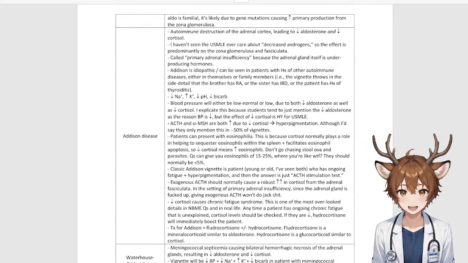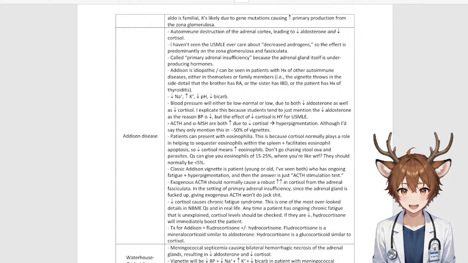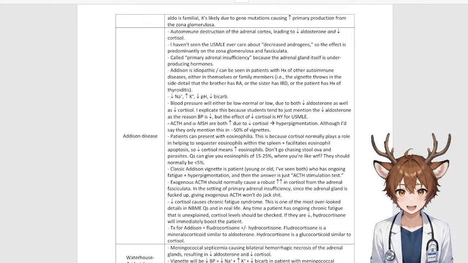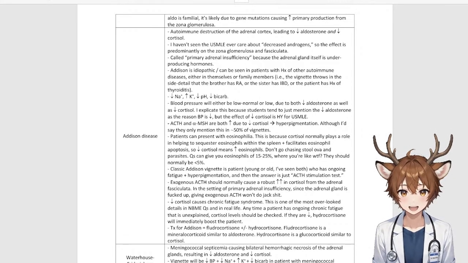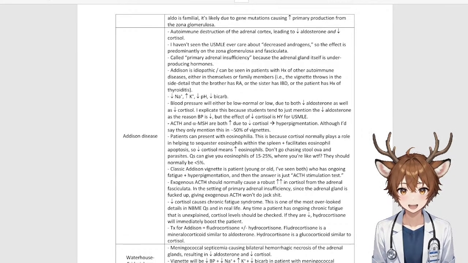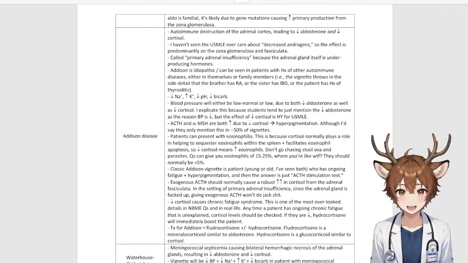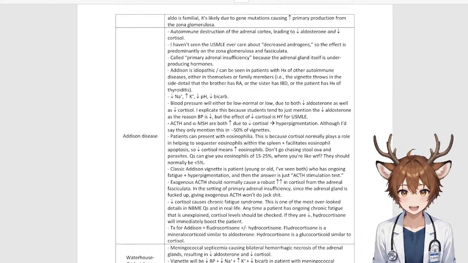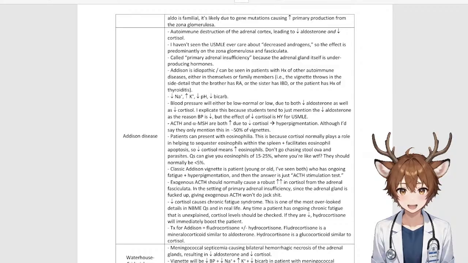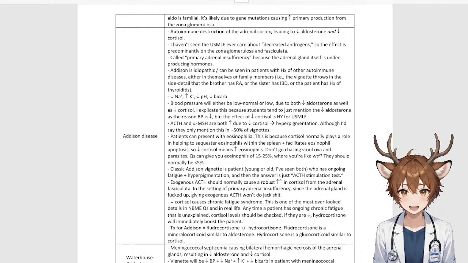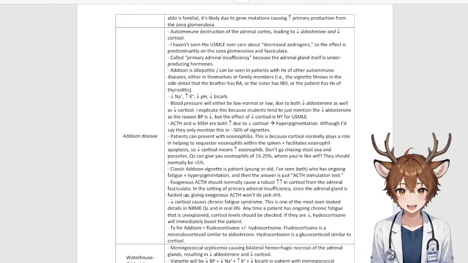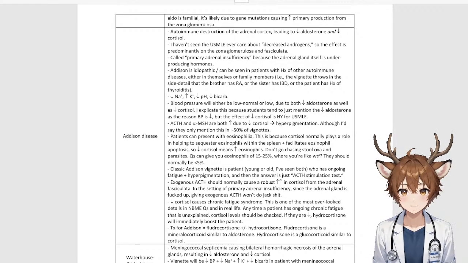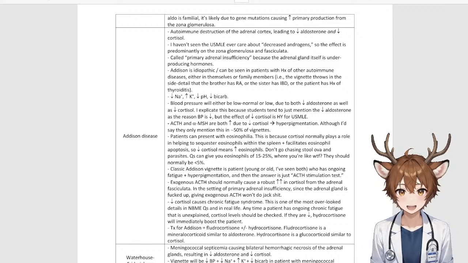The classic Addison vignette is a patient, young or old, I've seen both, who has ongoing fatigue plus hyperpigmentation, and the answer is just ACTH stimulation test. Exogenous ACTH should normally cause a robust, significant increase in cortisol from the adrenal fasciculata. In the setting of primary adrenal insufficiency, since the adrenal gland is messed up, giving exogenous ACTH won't do anything of value.